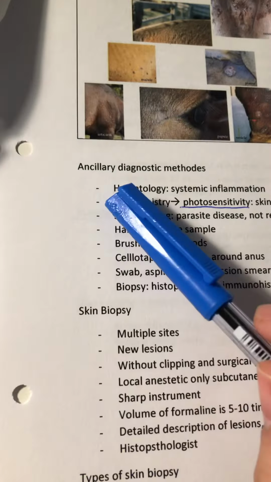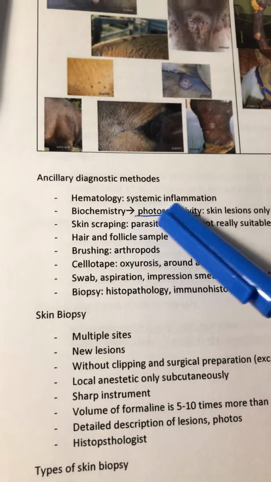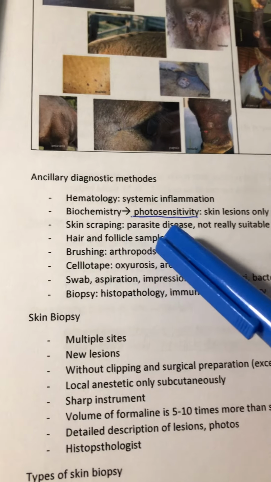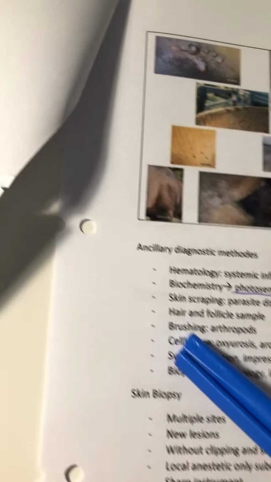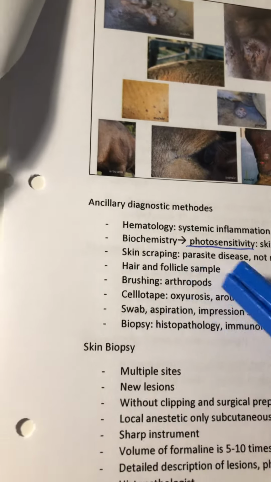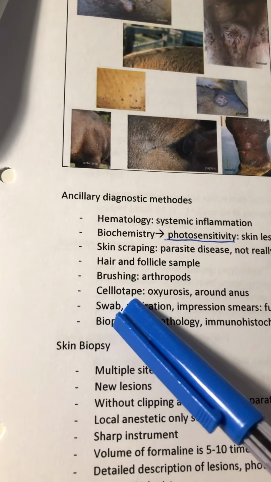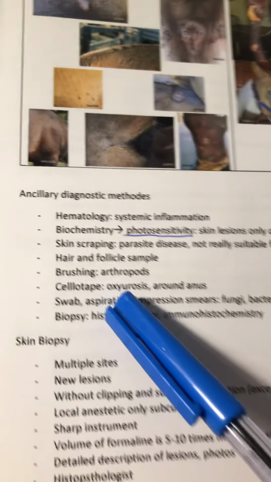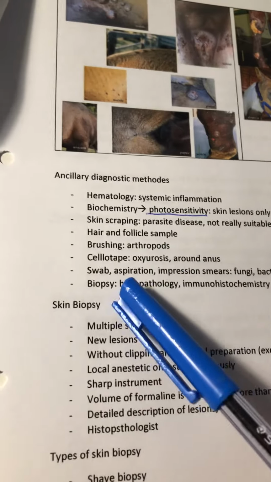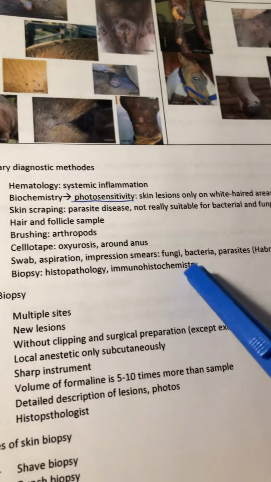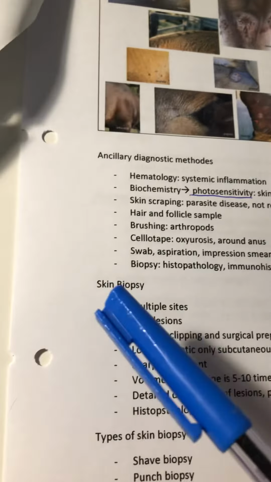So the ancillary diagnostic methods. You have hematology for systemic inflammation, biochemistry for photosensitivity, skin scraping for parasite diseases, hair follicle samples, brushing for arthropods, sellotape for oxyuriasis around the anus, and swabs or aspirations for fungi, bacteria, and parasites, and skin biopsies.